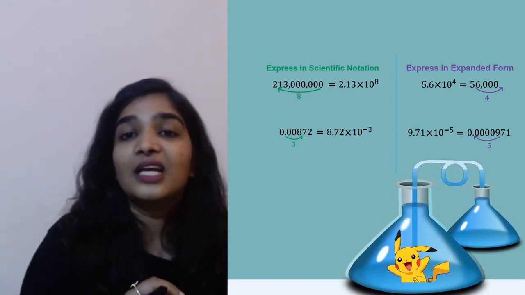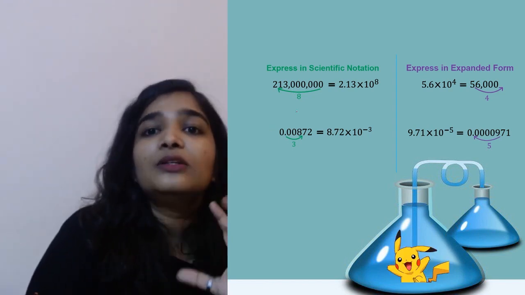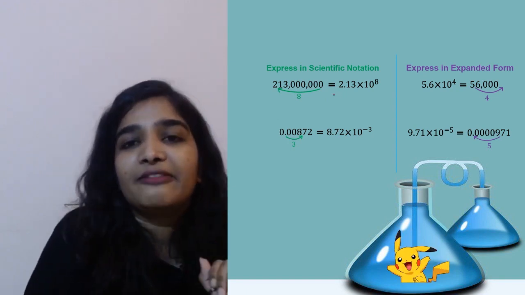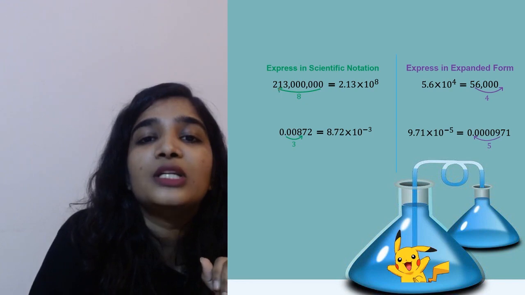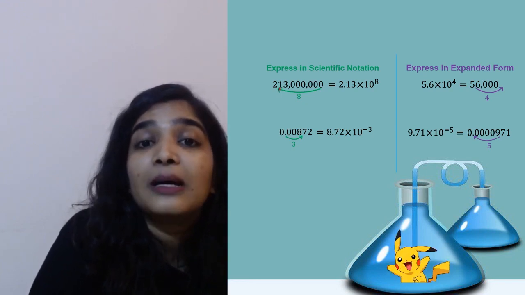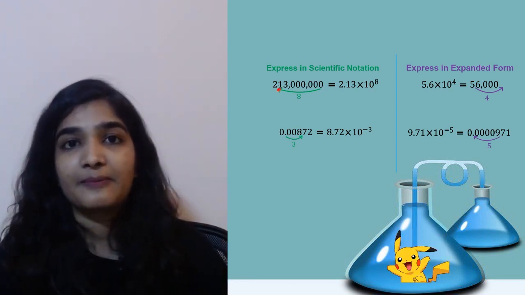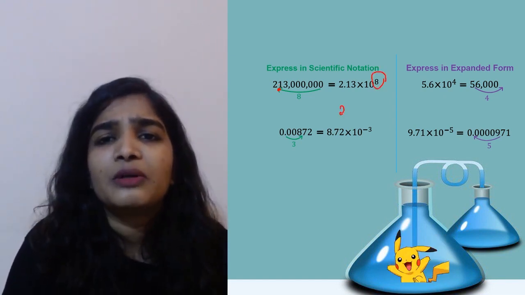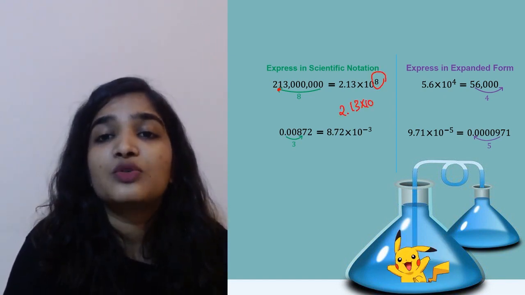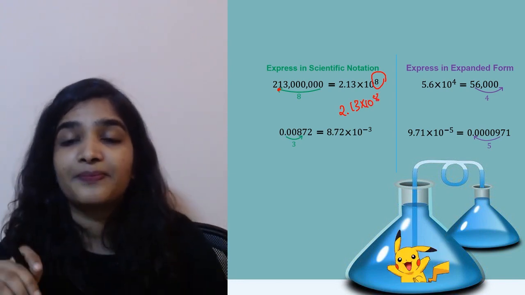213,000,000,000. Big number. So I'll express it in scientific notation. So what I'll do, I'll just move the decimal point towards the left by 8 places. Okay, so how many places? That will be our exponent value. So it will be 2.13 into 10 raised to 8.